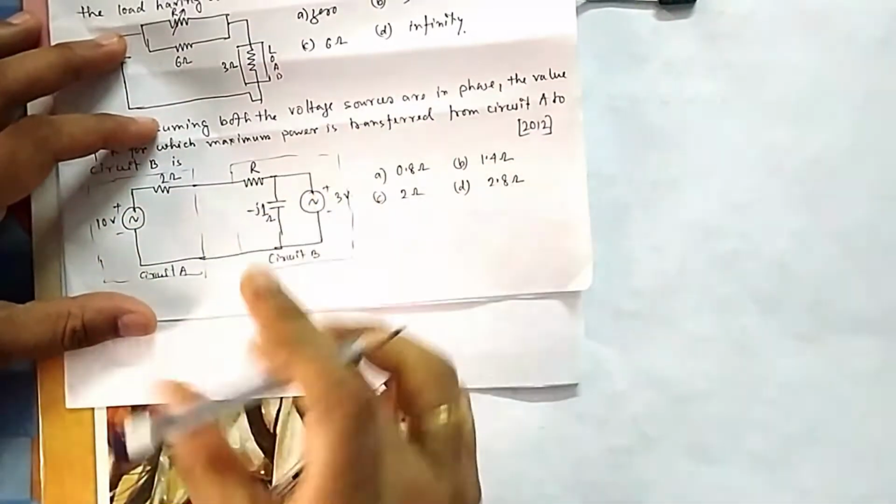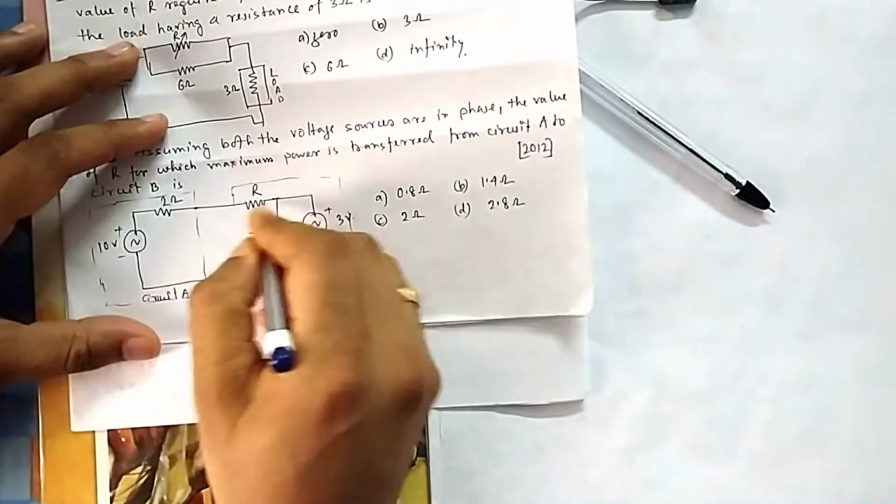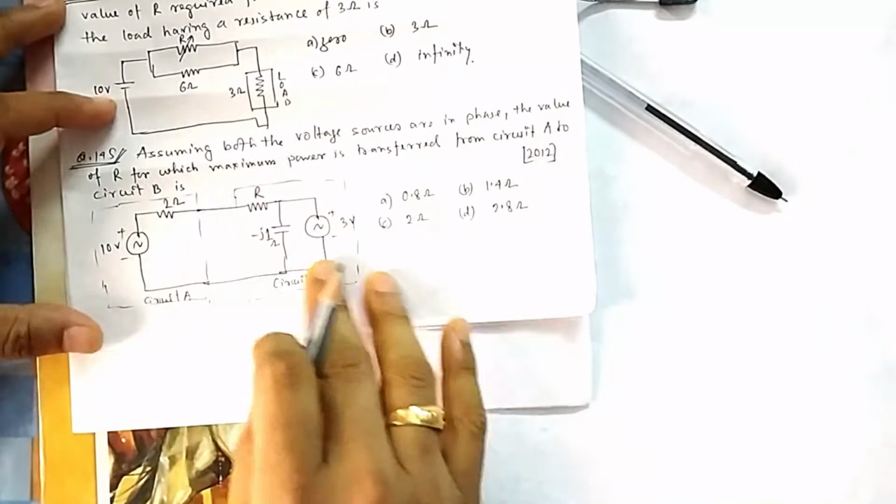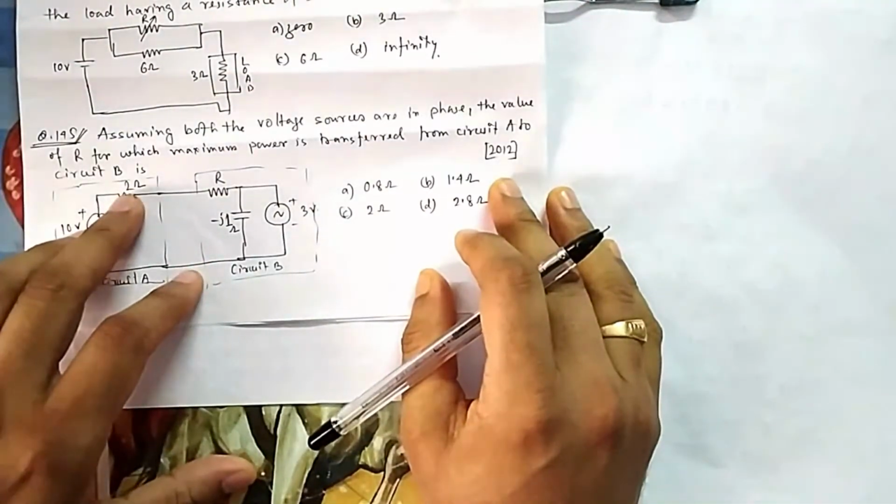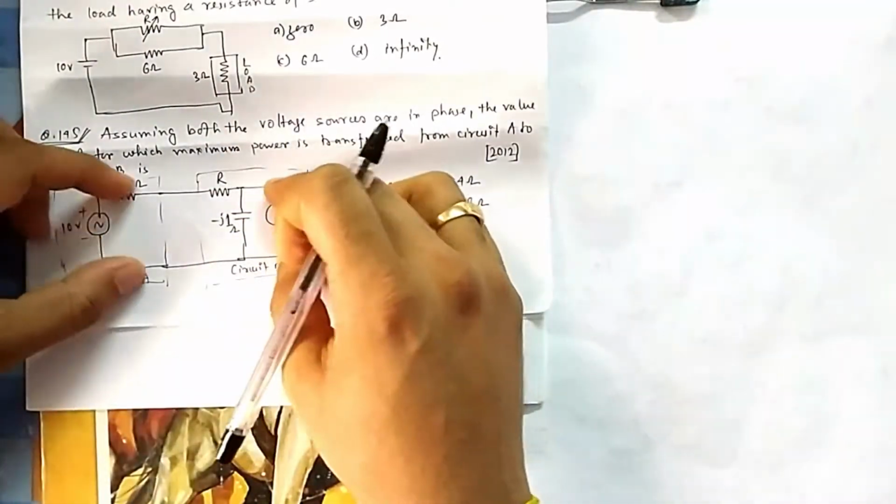So this is circuit A, this is circuit B. From A to B, what is the maximum power transfer? So this is again not a standard question. As you can see, this side has internal resistance R, and this side also, so power can come from both sides. So it is obviously not your case 1, case 2.